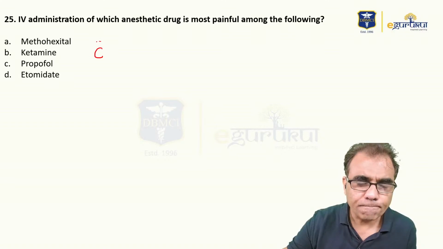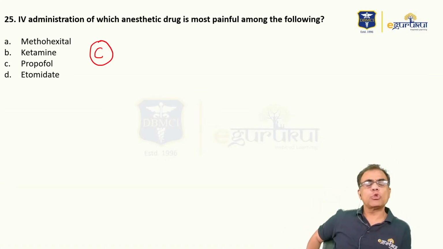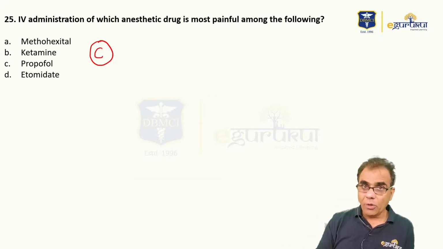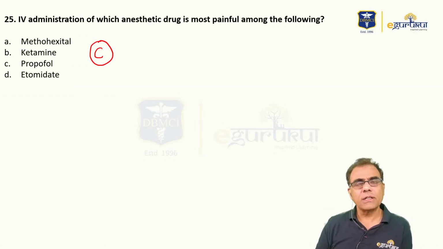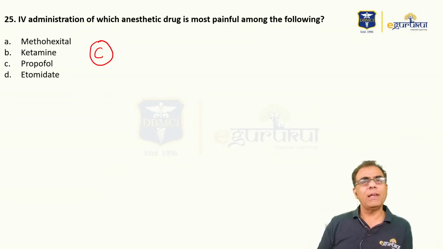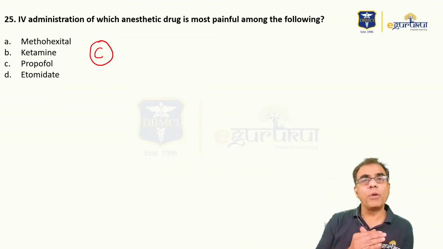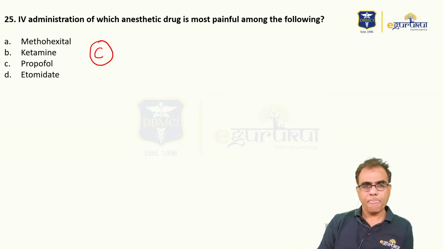Why? Because propofol is an oil-based preparation, so it will cause pain in each and every patient. Etomidate causes pain because it can cause thrombophlebitis, the incidence of which is less than 10%. So it will cause pain in around 10% of the patients, while propofol will cause pain in every patient. So I definitely will prefer propofol over etomidate in this situation.